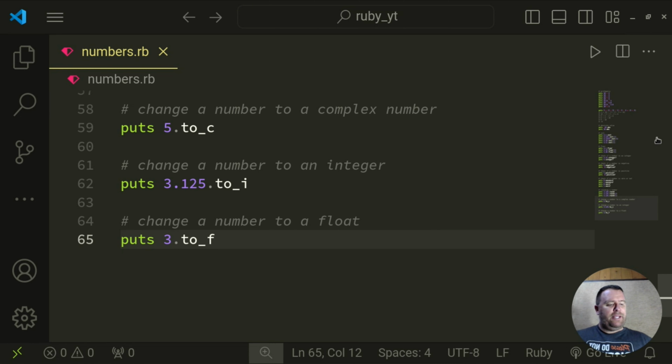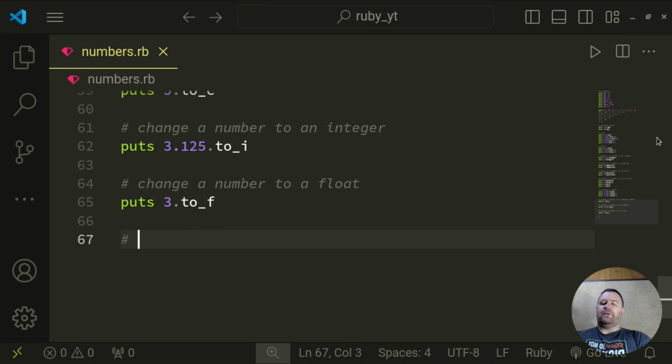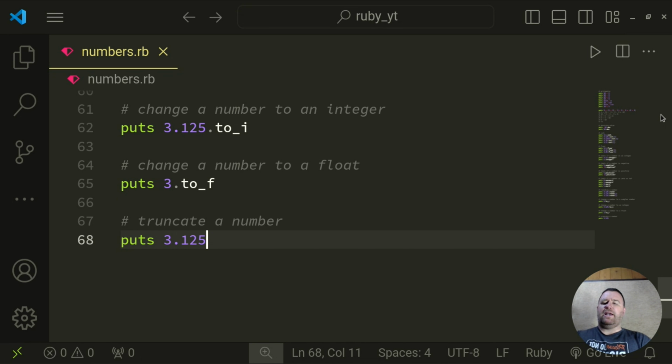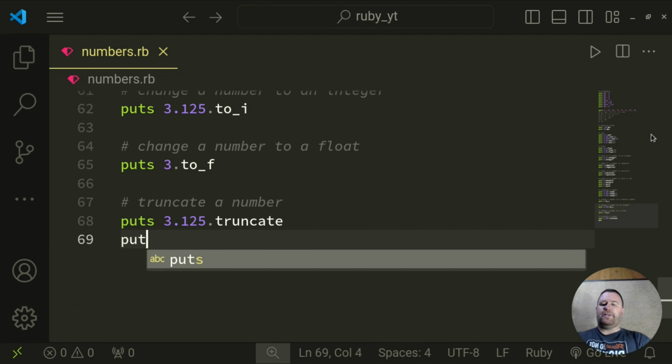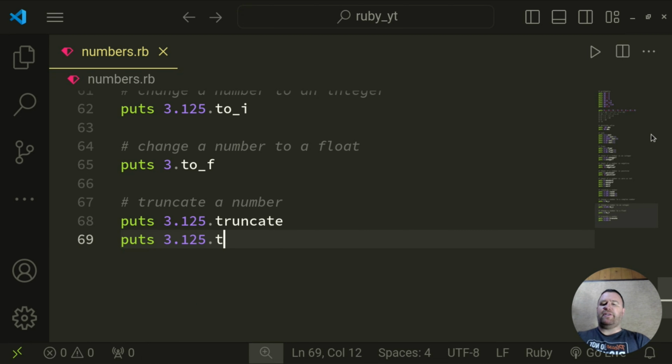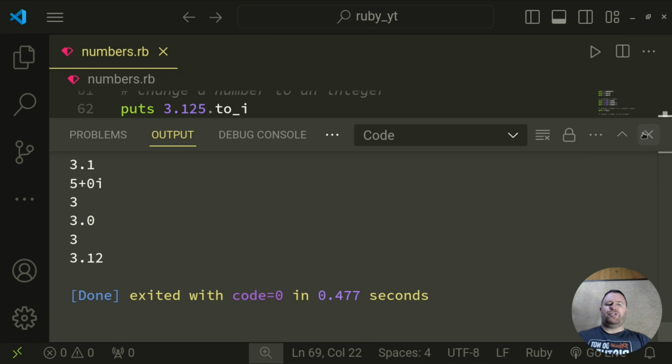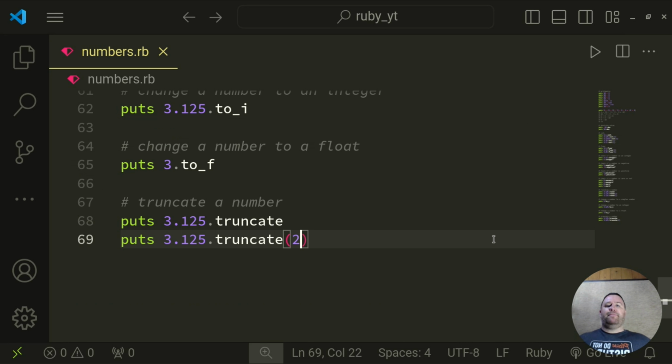We can truncate a number. So let's do that. Let's do puts 3.125.truncate. And if we run that, we're going to get just 3. Now let's do it out to a decimal place. So let's do puts 3.125. This is different than rounding. So let's do truncate, and we'll do it to the second decimal place. Let's run it, and we're going to get 3.12. It just chopped off the 5 there. It didn't round. Okay. So that's a little bit about numbers in Ruby.